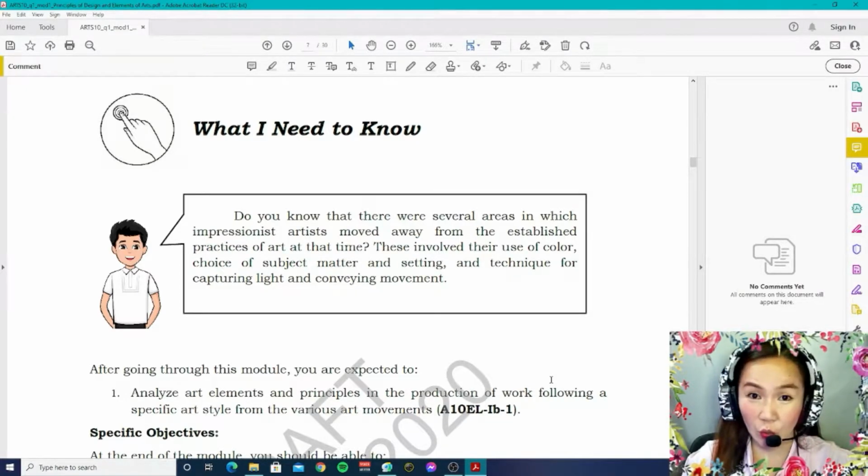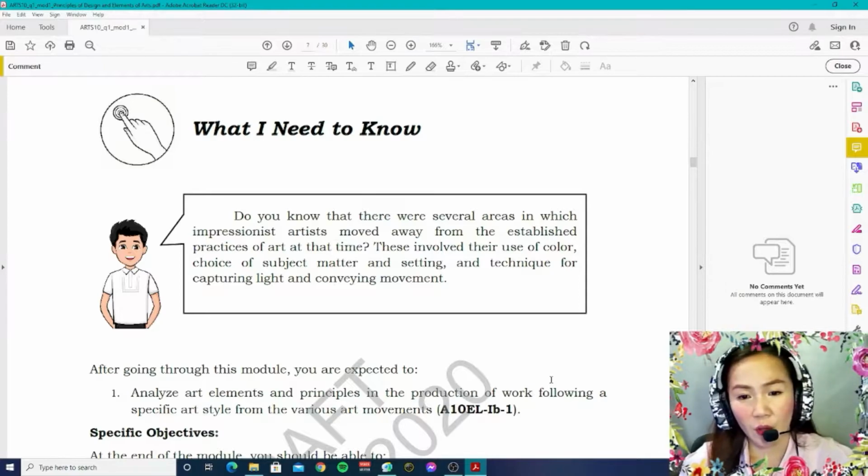Basahin natin to. What I need to know. Ano ba ang dapat nyong malaman? Okay. Do you know that there were several areas in which Impressionist artists moved away from the established practices of art at that time? This involved their use of color, choice of subject matter and setting, the technique for capturing light and conveying movement. Okay, during the 20th century kasi, diyan na nag-alsa ang mga painters o yung mga artists.